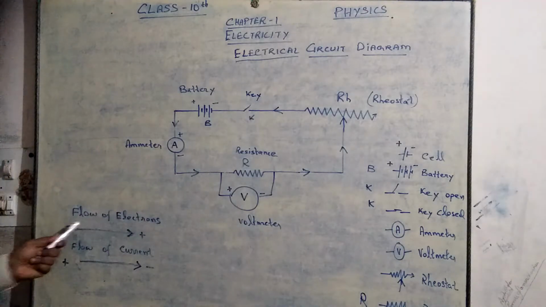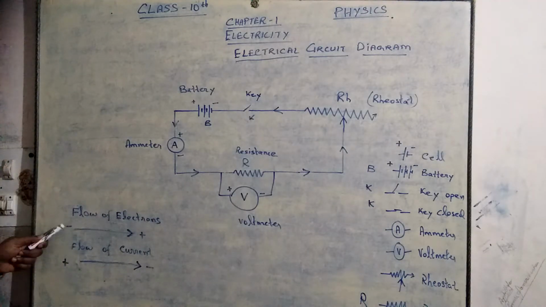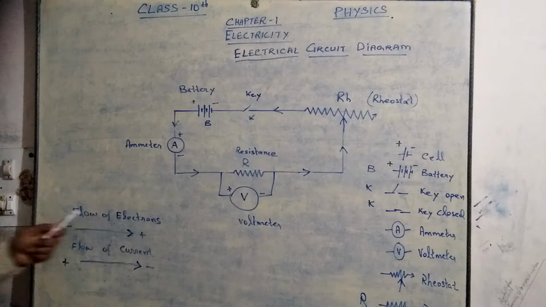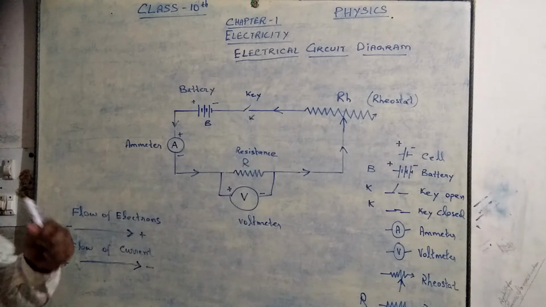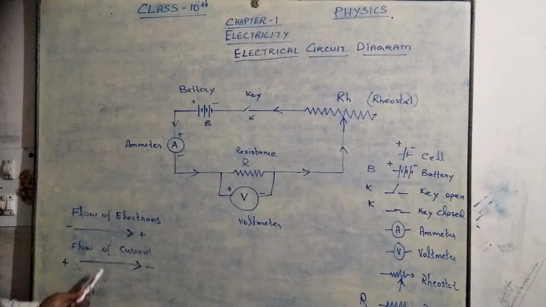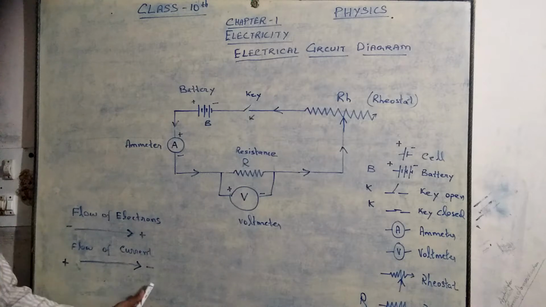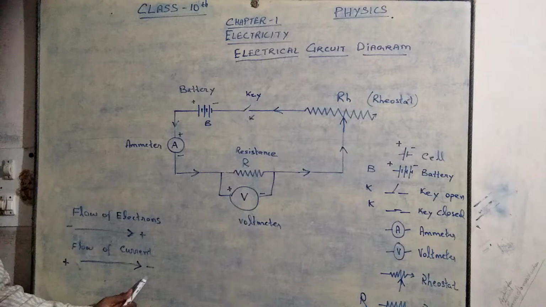The flow of electrons is always from negative charge to positive charge, that is, from higher concentration to lower concentration. But the flow of conventional current, that is electric current, is always opposite to the flow of electrons, that is, always from positive to negative. The flow of current is always from positive charge to negative charge.